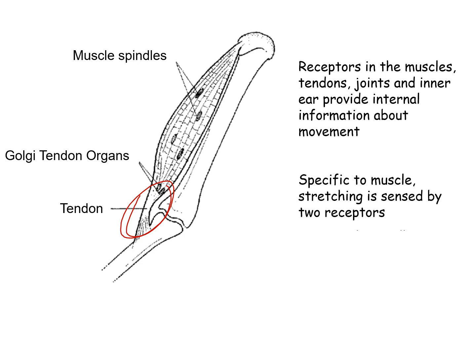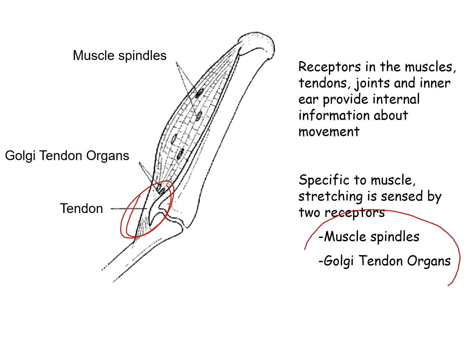So receptors in the muscles, tendons, and joints, and especially within our inner ear, provide internal information about the movement. Specific to muscle, stretching is sensed by our Golgi tendon organs and muscle spindles. Okay, this might be extremely important for the exam.